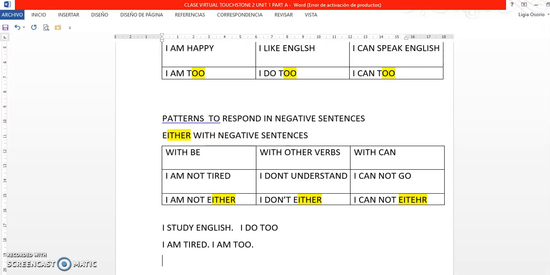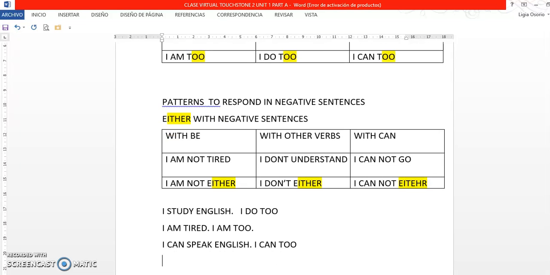Another example. I can speak English. What is the pattern in this sentence? The pattern in this sentence is can. I can speak English, so the answer is I can too.